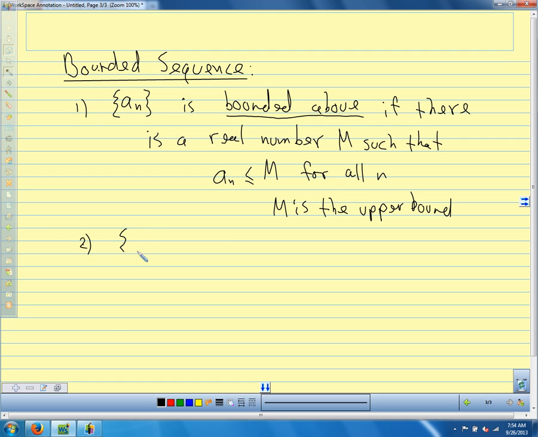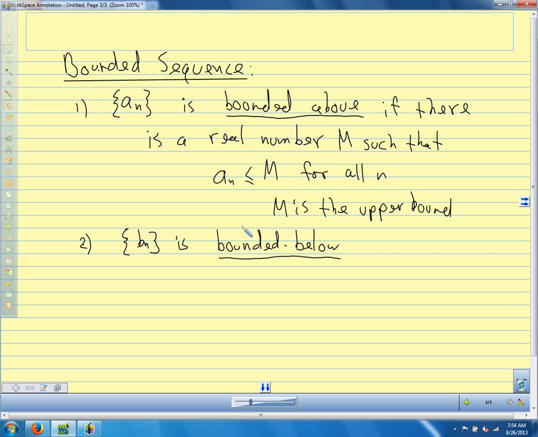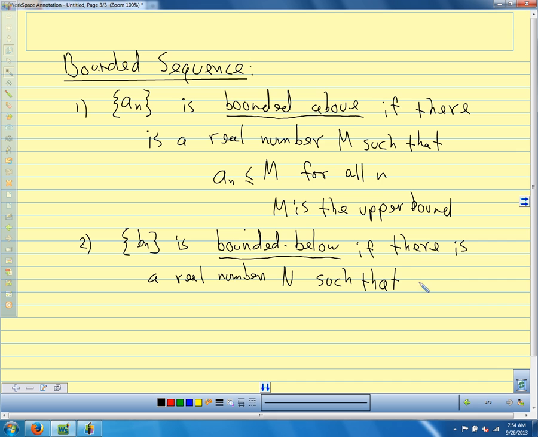And then we're going to bound our sequence below. b sub n is bounded below. And what we're going to do here is just turn our inequality around, basically. Bounded below means there's some number below which our terms never get. So we have a real number n such that a sub n is greater than or equal to n for all little n. And we call n the lower bound.